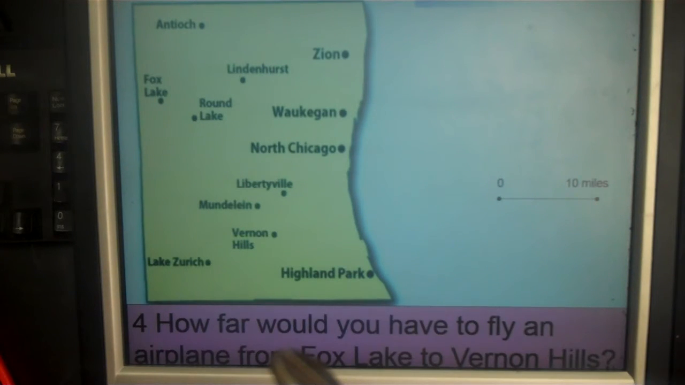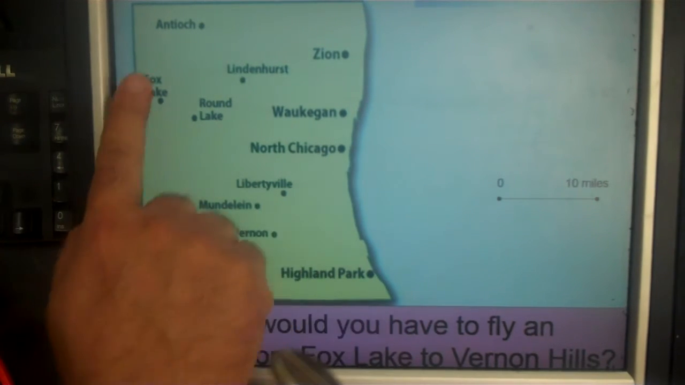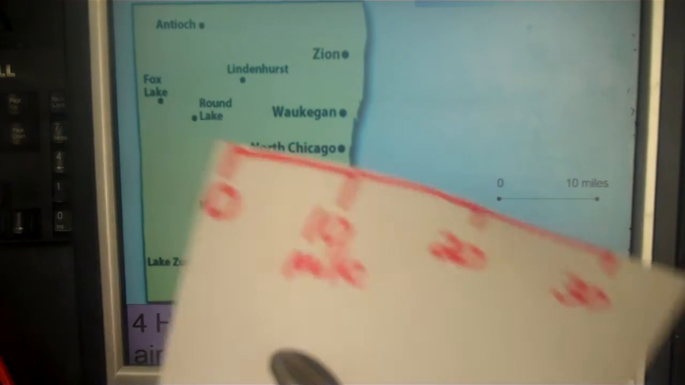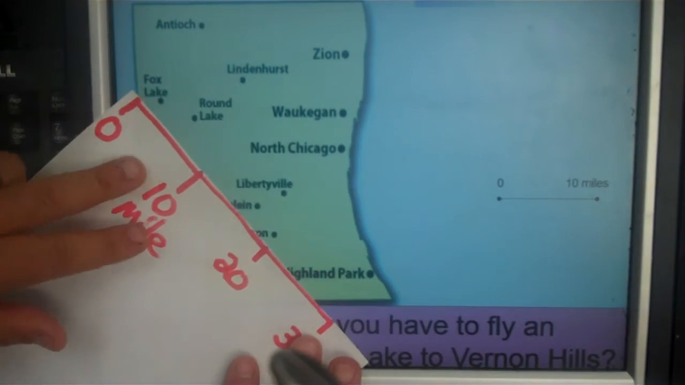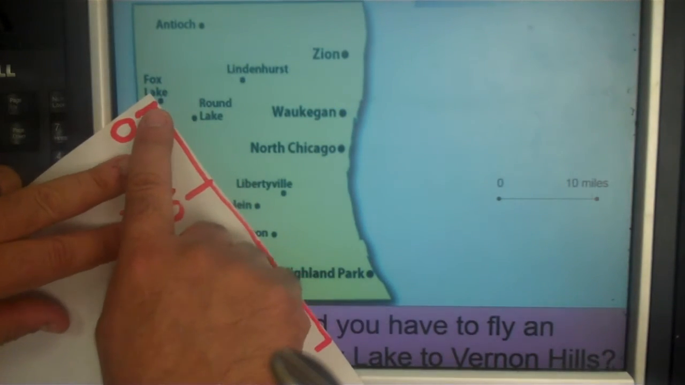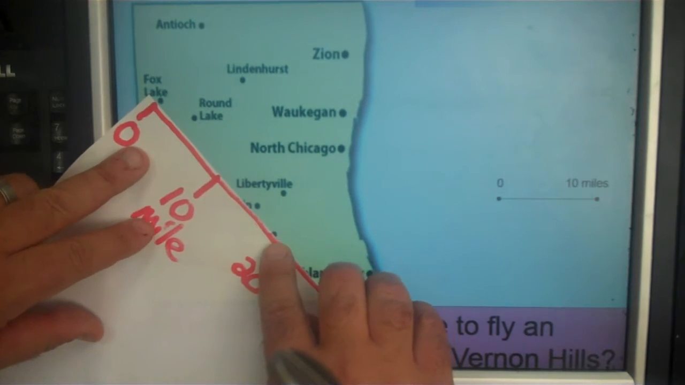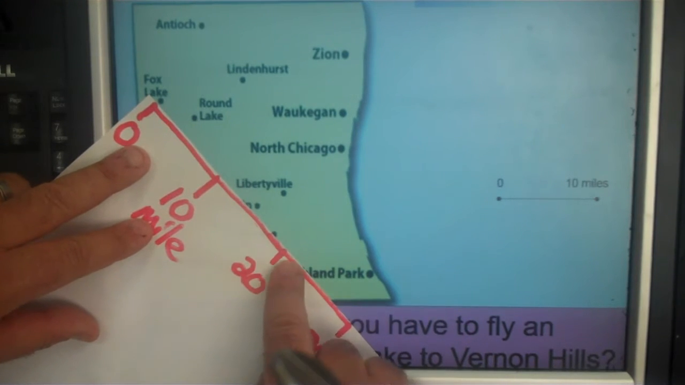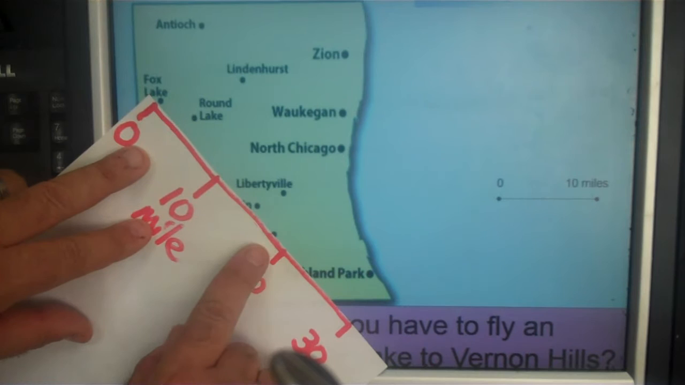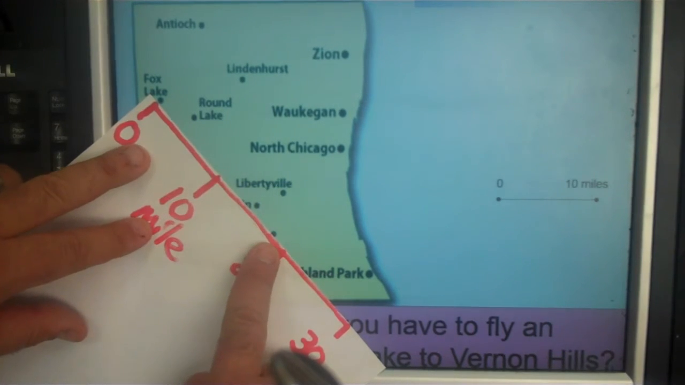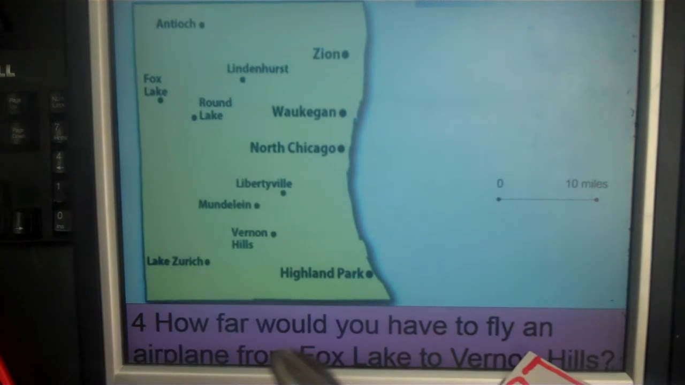Number 4. How far would you have to fly an airplane from Fox Lake to Vernon Hills? So on the map I find Fox Lake there, and Vernon Hills is down there. I take my scale that I drew, I put the 0 mark at the origination, and Vernon Hills once again is there. So I line it up, and it looks like it's kind of close to the 20, not super duper close, so I wouldn't say 19, I'm going to say 18 miles from Fox Lake to Vernon Hills on a straight path. 18 miles for number 4.